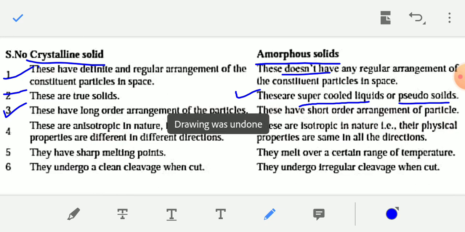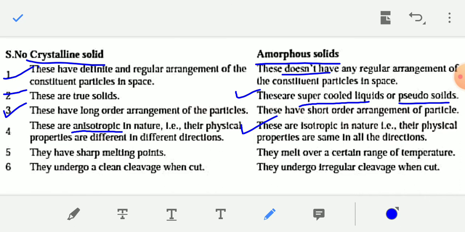Crystalline solids are anisotropic in nature, because some physical properties like refractive index and electrical properties are different in different directions in crystalline solids. That's why crystalline solids are also called anisotropic in nature.